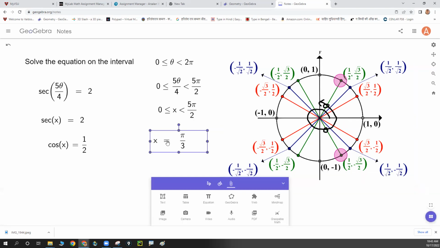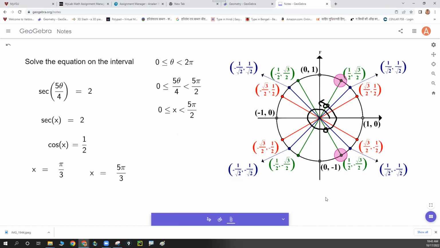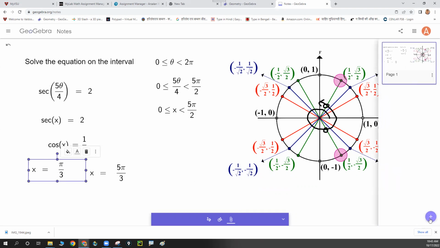Well, let's take another one. Don't forget the second one. x is 1, 2, 3, 4, 5 pi over 3. Those are my two answers. Now, the good news is I am almost done, but I'm not really quite done because my answer should be in theta. Now, I have to go back and replace x with 5 theta over 4 and solve for theta. I'm going to do it separately. So let me go to another page, okay? And work on it like that. That'll make a little more sense.